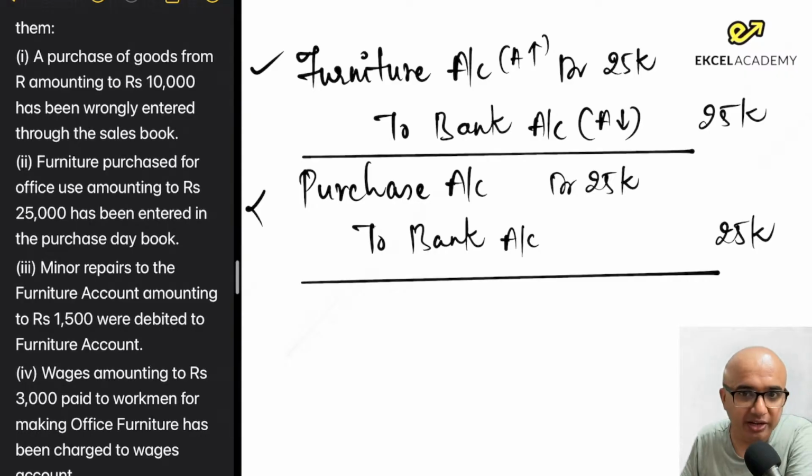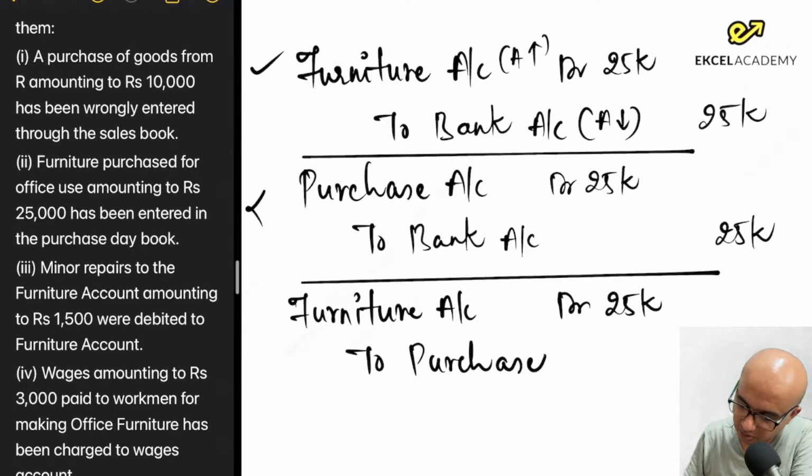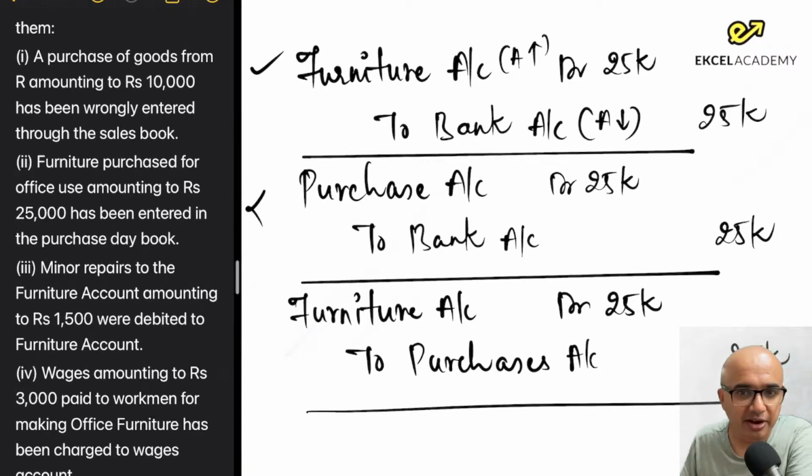So how to rectify this? Very simple. Give the right debit to furniture which was not given by them. So furniture account debit 25,000 to purchases. That's all. So wrong debit rectified and right debit given. So that is how you rectify this particular entry. So that is with respect to the second transaction. Let's move on to the next one.